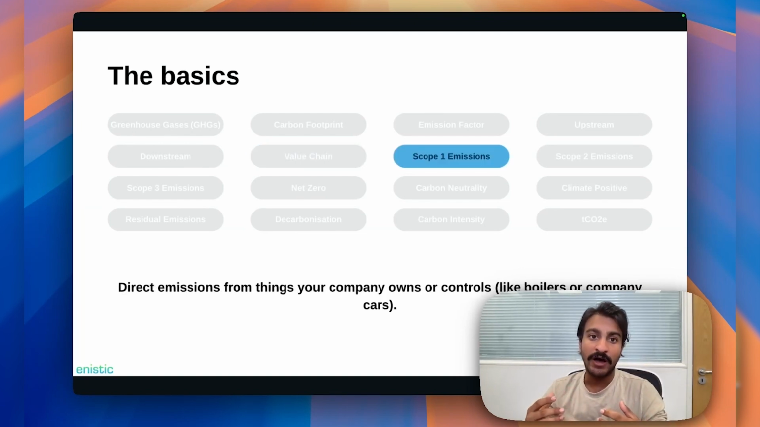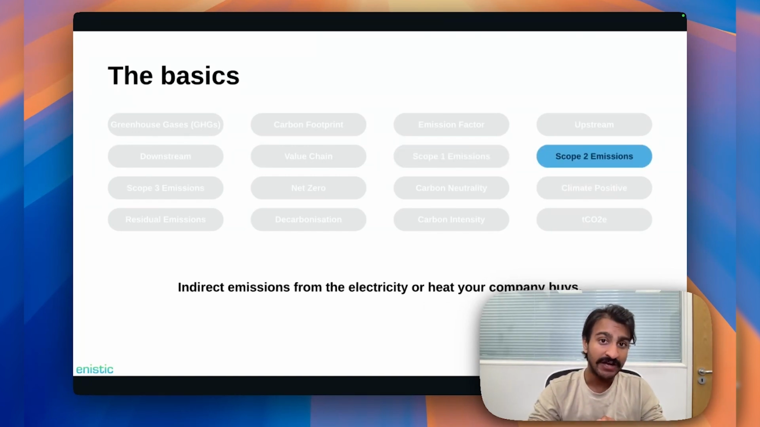Now let's get into our emissions categories. Scope 1 emissions are direct emissions from things your company owns or controls. Say your company has a fleet of vehicles, the fuel burned in transport is directly caused by business activities and therefore is scope 1. Scope 2 emissions are indirect emissions from the electricity and heat that your company buys. So these emissions have already occurred and are in the grid, and your company is purchasing this electricity, and therefore they're indirect emissions, but your company still has a large amount of control over them.